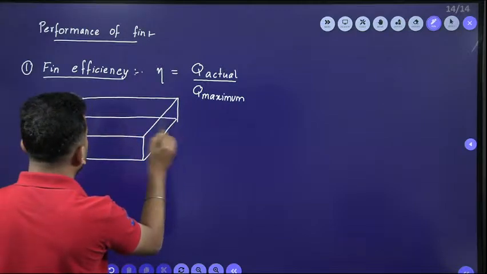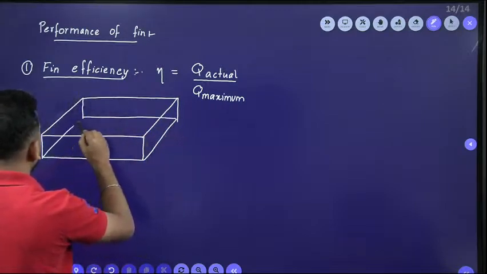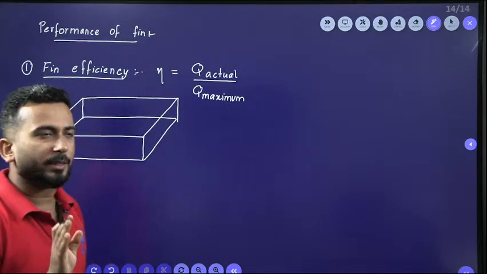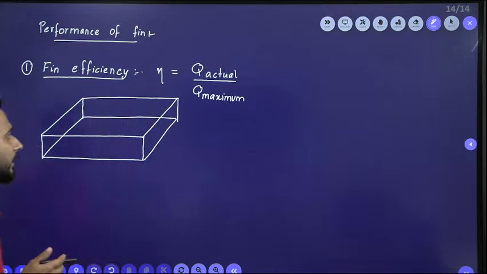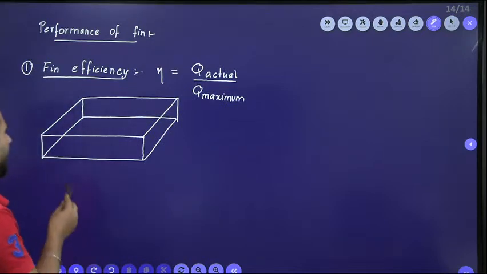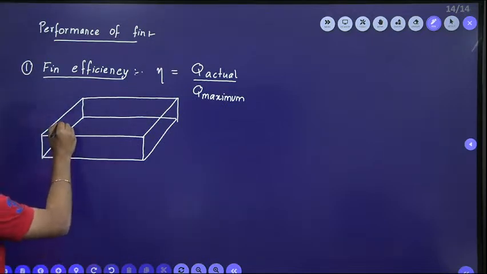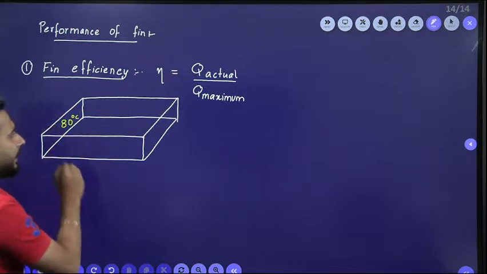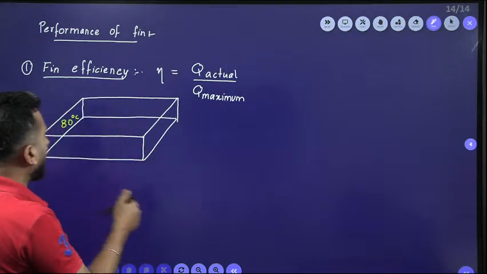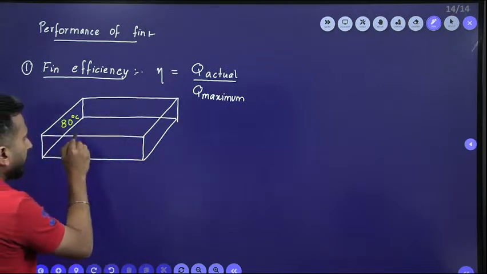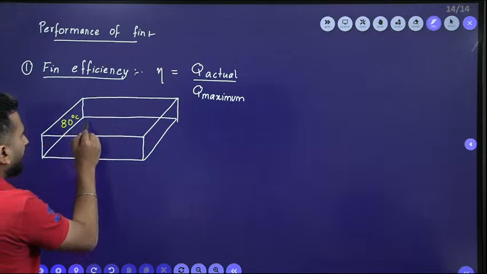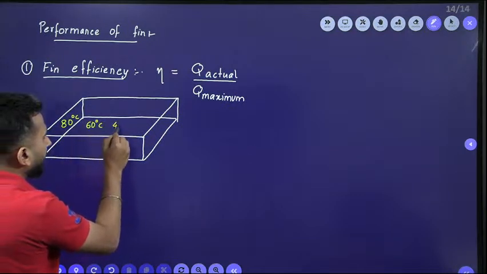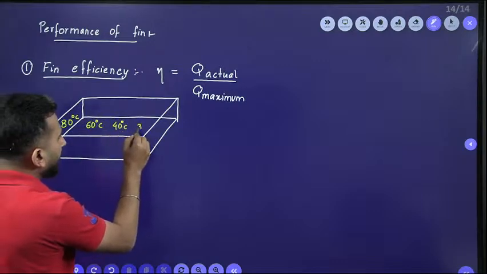See, when will Q be maximum? That is the important thing. More than the formula, you need to understand when Q will be maximum. The temperature at the base is, let's say, 80 degrees centigrade. Now, in reality, what happens when you move along the length of the fin? The temperature is, let's say, 60 degrees over here. Then it is 40 degrees centigrade. Then it is 30 degrees centigrade.